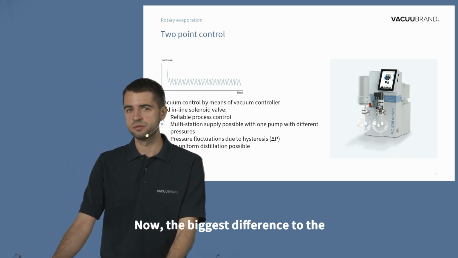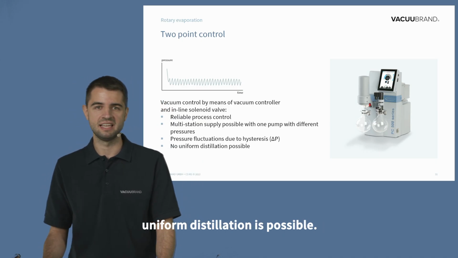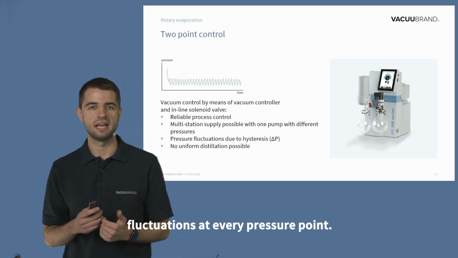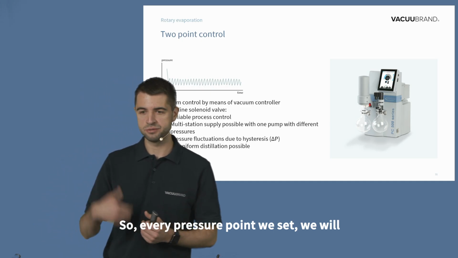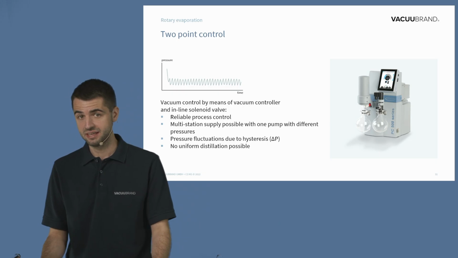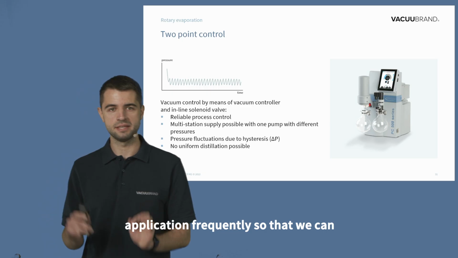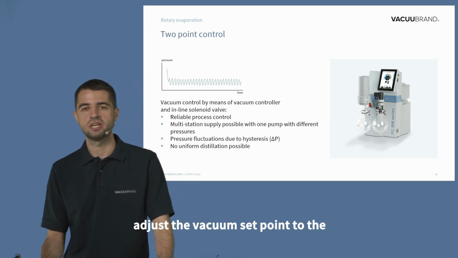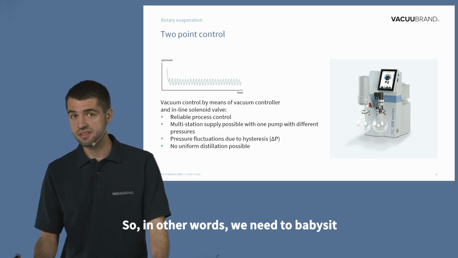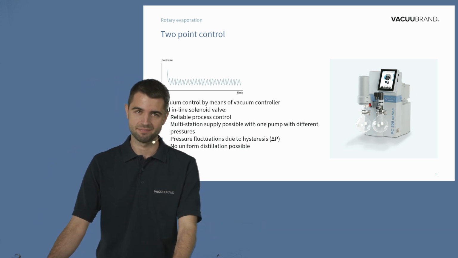Now, the biggest difference to the automatic control, however, is that no uniform distillation is possible. Because we will always have hysteresis fluctuations at every pressure point. So every pressure point we set, we will have this zigzag line throughout the pressure holding process. Furthermore, with this type of vacuum control, we would have to monitor the application frequently so that we can adjust the vacuum set point to the changing process parameters as mentioned before. So in other words, we need to babysit the whole process if we want a very efficient one.